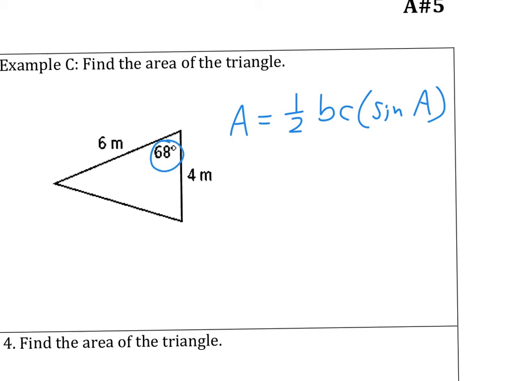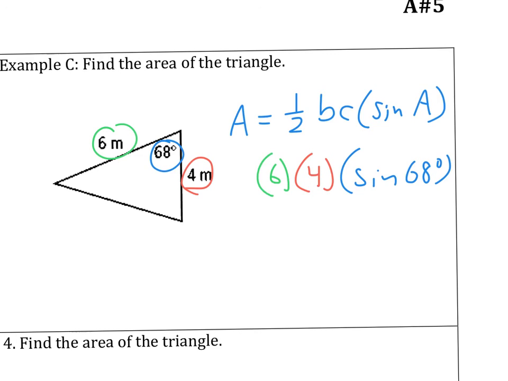All right, so this one here is A, so that's my 68 degrees. And I'm going to say the sine of that. Here's my B or C. It doesn't really matter which one. And then here is my B or C again. And then bring down the 1/2. And here we go. Just plug all this into our calculator. So A is approximately 11.13 square meters.